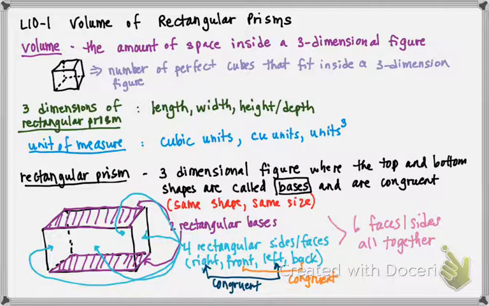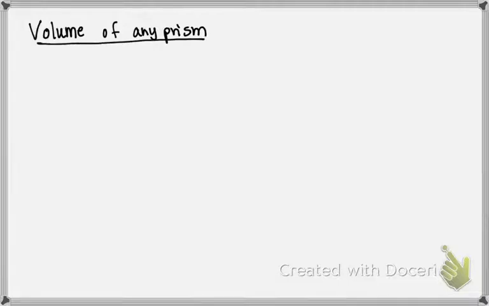All right, so I'm going to go to my next screen. This is about halfway through that first page, and we're going to now launch into the formula. So what I'm going to do is give you one formula for any prism. We're only going to study two in this chapter, the rectangular prism and the triangular prism. But you're going to learn about a lot more down the line. But this one formula is the basis. So it's V equals big B times big H.